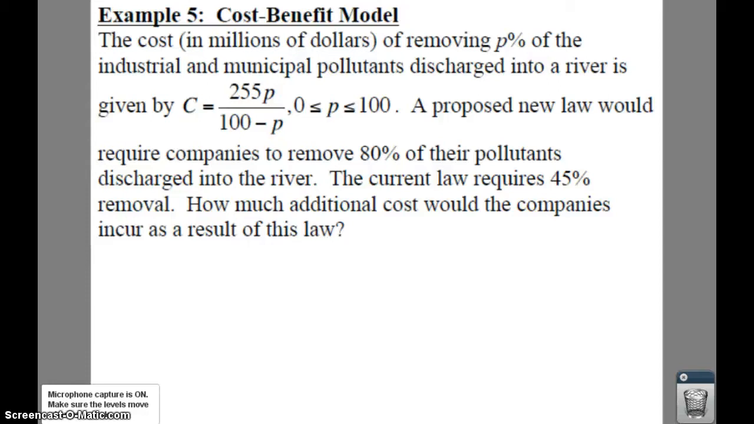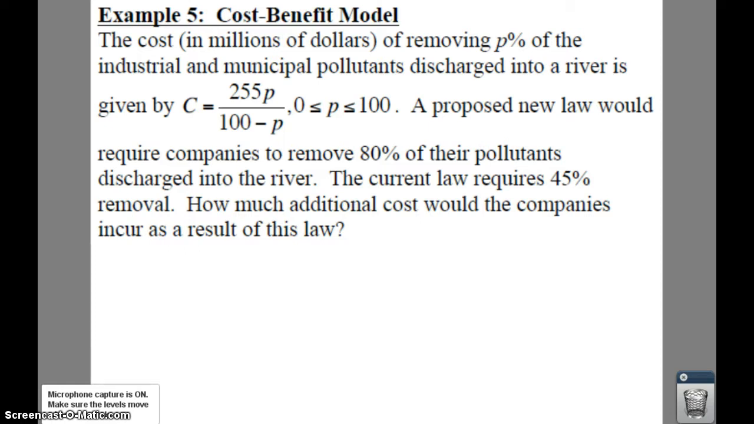Finally, example 5. We get to figure out where we can use some rational functions in real life. Here we have the cost in millions of dollars of removing P% of the industrial and municipal pollutants discharged into rivers, given by this function. C, which is the cost, is equal to 255p over 100 minus p, where p has to be between 0 and 100. So p is between 0 and 100 because you can't have more than 100%, you can't have less than 0%.